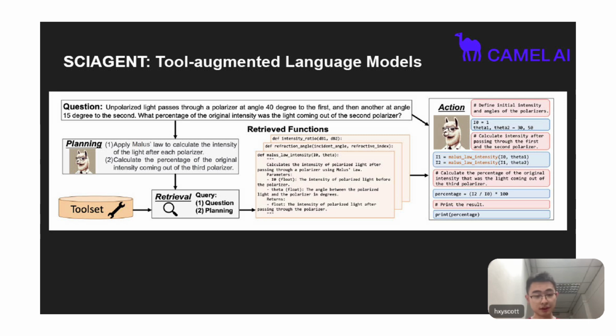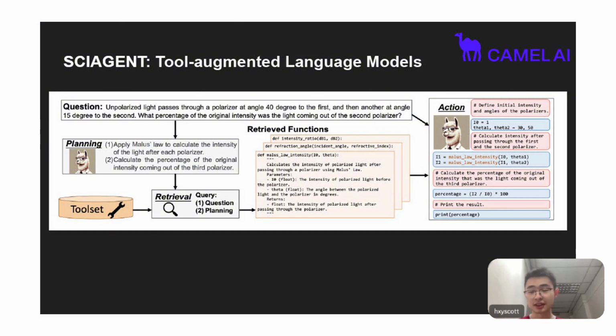After that, they're going to do retrieval, using the planning and the questions to find the corresponding functions inside the toolkit. So let's see here, we need something like modulus law for intensity. And well, in the toolset, there is something called modulus law intensity. So they can directly retrieve the functions and use them to directly calculate the results without reasoning inside the function. Finally, during the actions, everything can be generated in a code format where all the mathematical reasoning is labeled as comments, and the code is actually code.